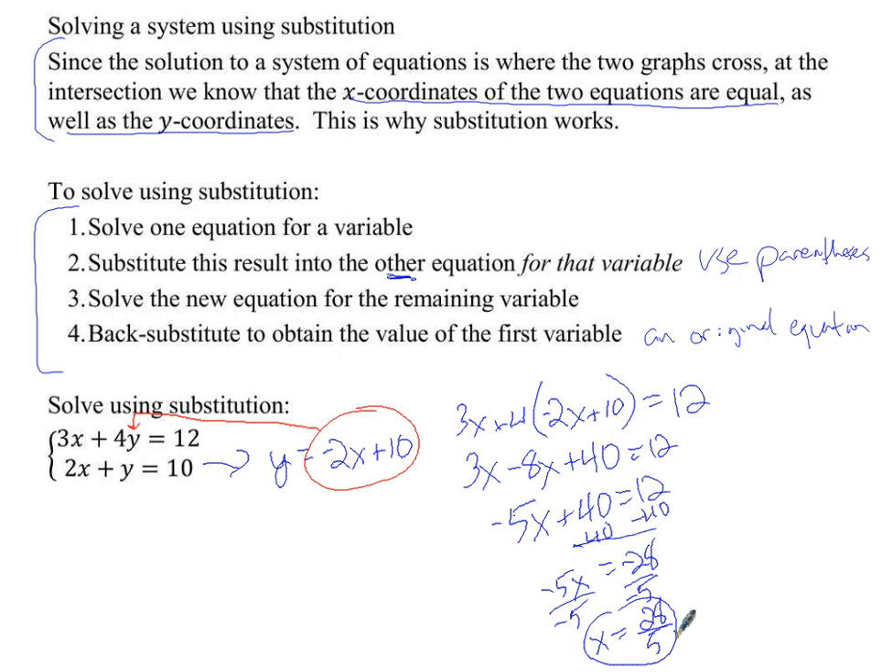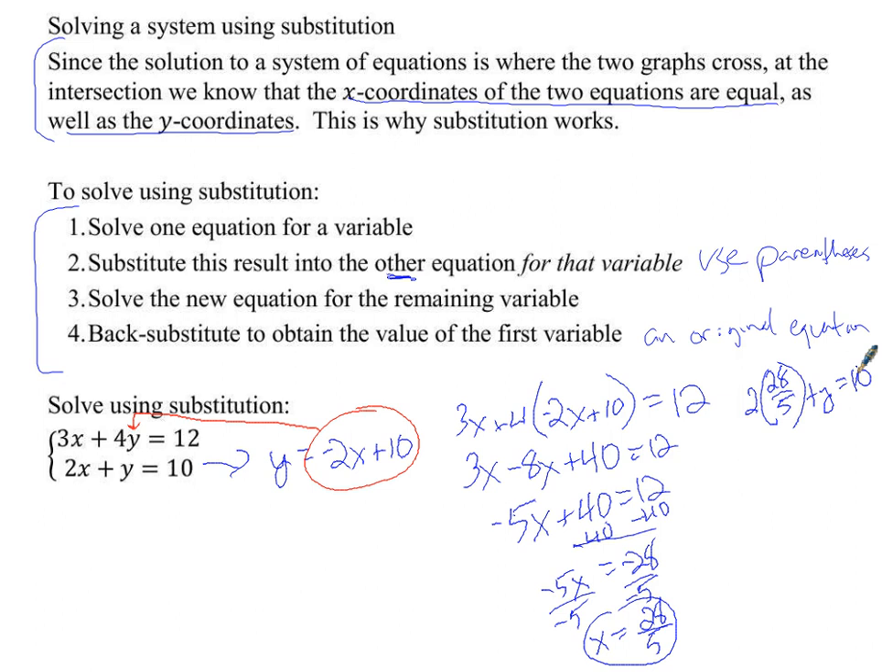So now I need to take that 28 fifths and back substitute to obtain the value of the other variable. Okay, so I take this 28 fifths and I plug it back into one of my two original equations and solve for y. Which one do you want to use? The 2x one? Okay, fine. So we have 2 parentheses 28 fifths plus y equals 10.